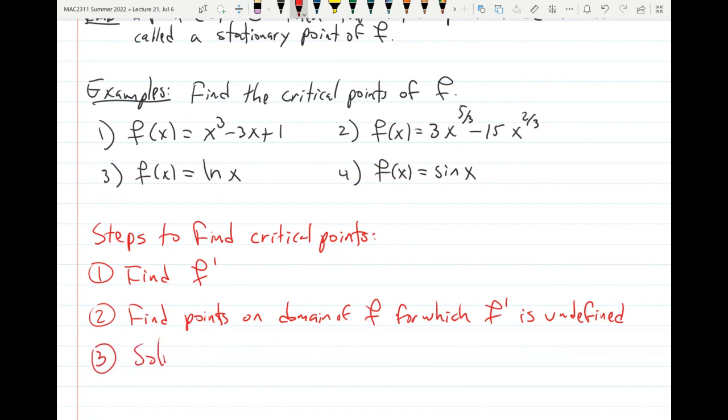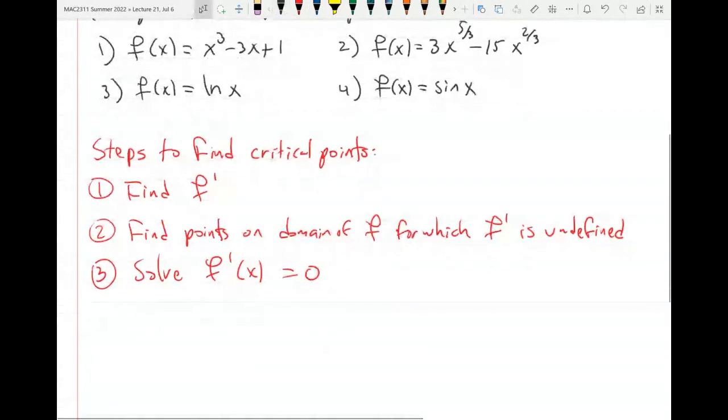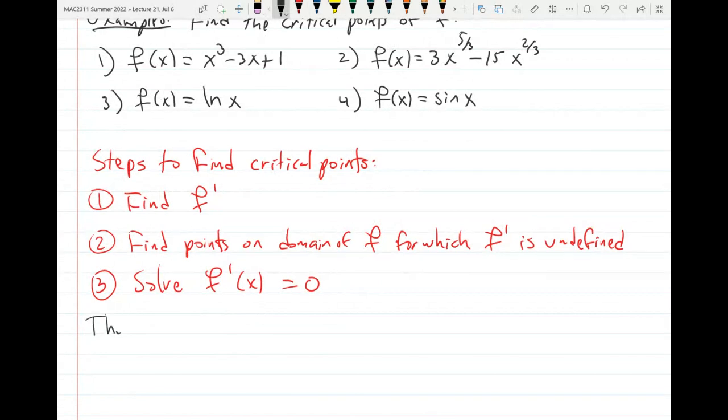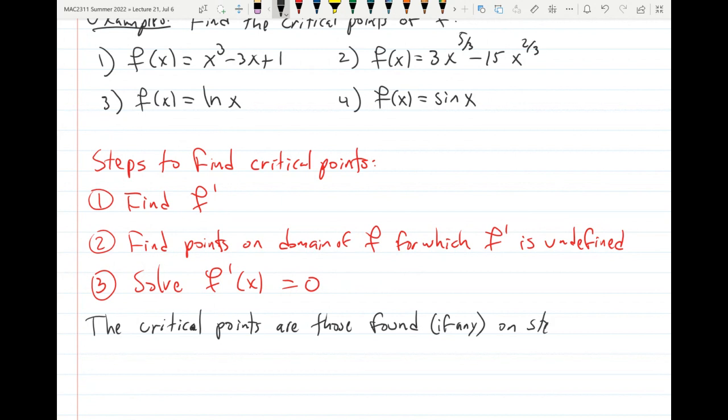Then step number three, solve the equation f prime equals 0. Okay. So the critical points are those found, if any, on steps 2 and 3. Maybe one of these steps doesn't give you anything, or maybe none of them will give you anything. But if there are any, then they are found on those steps.